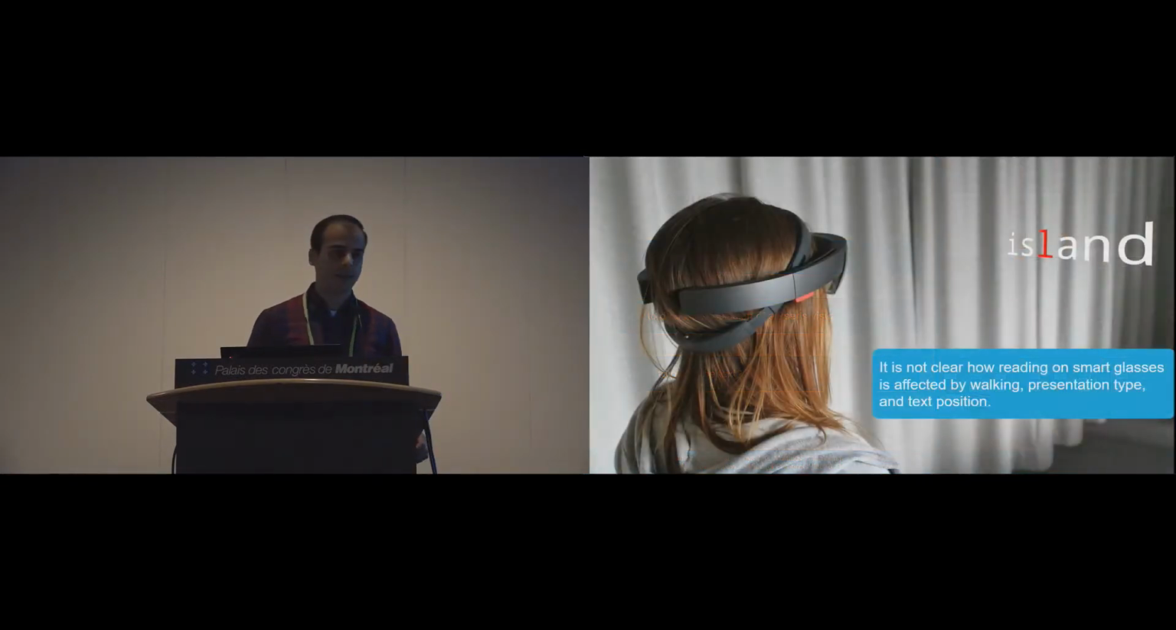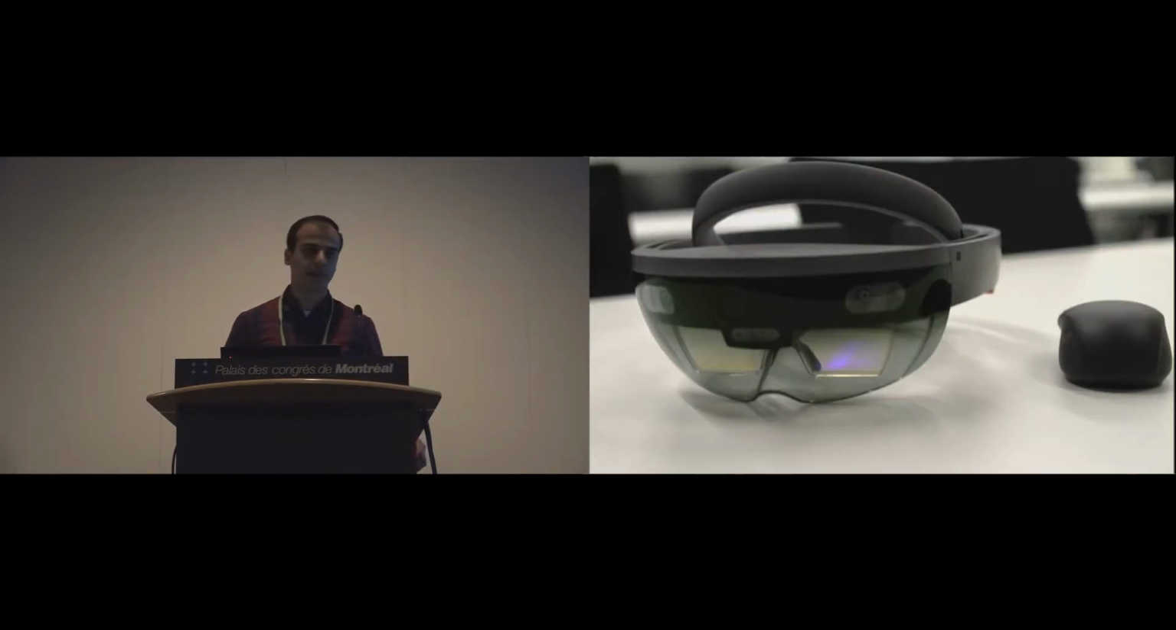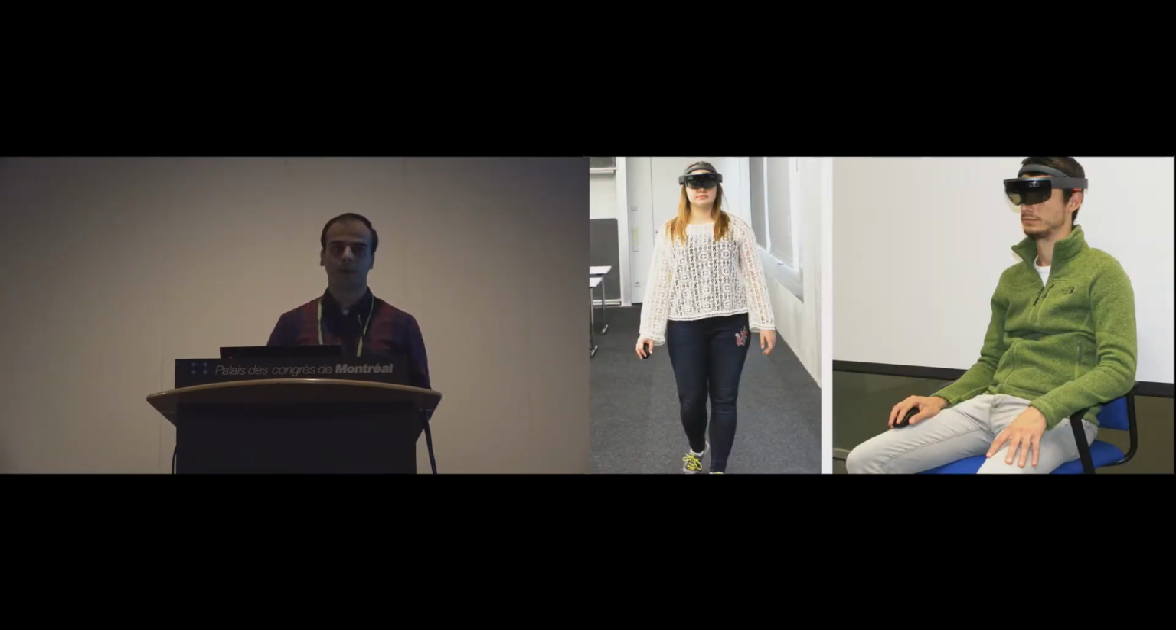So considering all this information, we wanted to investigate how reading on smart glasses is affected by walking, presentation type, and text position. For this purpose, we built an application using the HoloLens. However, we didn't look at AR, but used it as a device that continuously shows the text. Another reason for using the HoloLens was that it's a device without a cable, so it enabled us to use it in different mobility conditions, like while on the move.